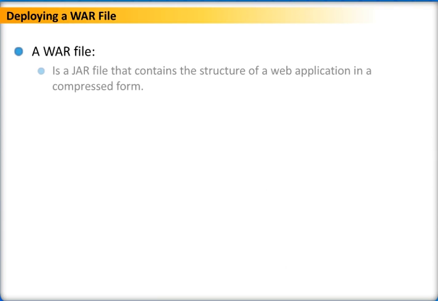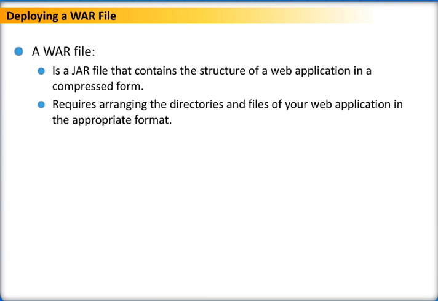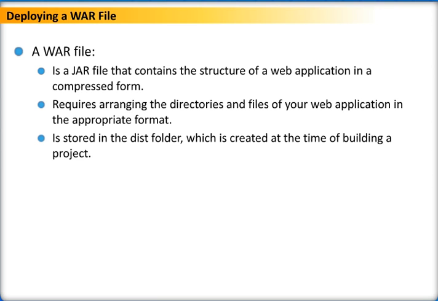A WAR file is a jar file that contains the web application structure in a portable and compressed form, and it is used for deployment. To create a WAR file, you need to arrange the directories and files of your web application in the appropriate format that has been discussed earlier in this session. In addition, when you build a new project, the dist folder is created in the project folder. In this folder, the WAR file gets created at the time of building the project. Finally, the WAR file is deployed on the server when you deploy the project.